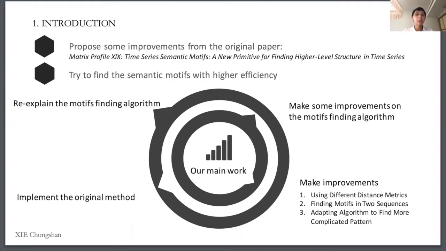We implement the original method first and then make improvements in the following ways. The first one is using different distance metrics. We use Manhattan distance instead of Euclidean distance. The second one is finding motifs in two sequences. The third one is adapting the algorithm to find more complicated patterns.